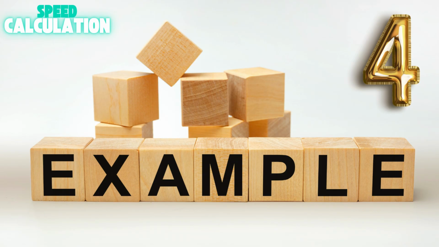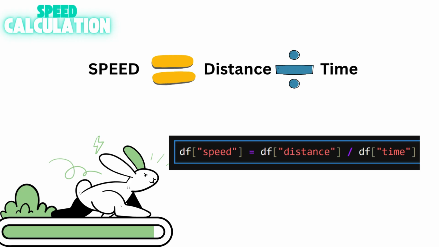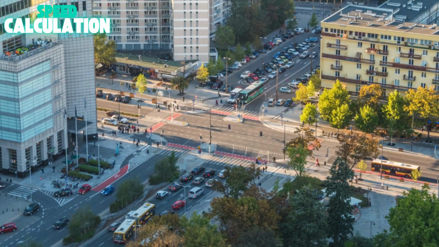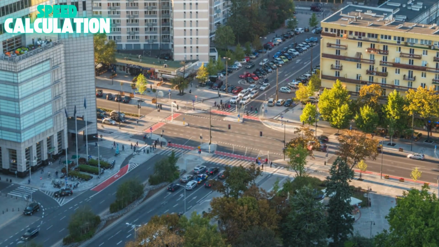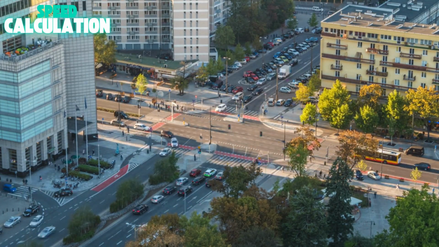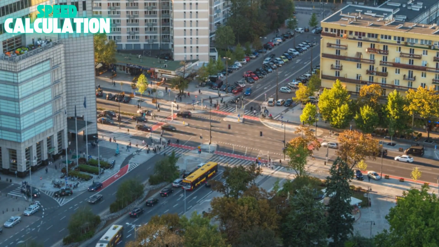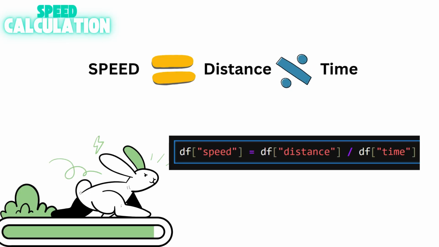Example 4. Speed from distance and time. Let's say you're working on traffic prediction. You know how far a car went and how long it took. On their own, not super helpful, but if we were to calculate speed, which is distance divided by time, now the model knows whether someone was cruising at normal speed or filming the new Fast and Furious movie.